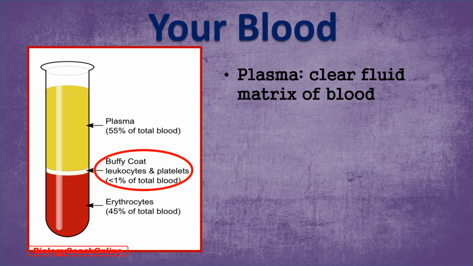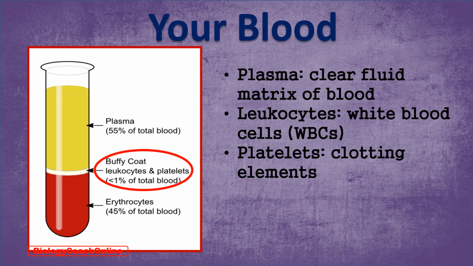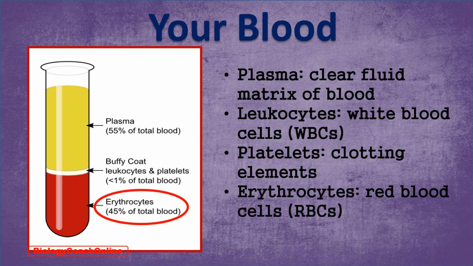The buffy coat consists of leukocytes. Leuko means white. Cyte means cell. So leukocytes are your white blood cells, or WBCs, and platelets. Platelets are your blood's clotting elements. So erythrocytes make up about 45% of your blood's volume. Now erythro means red, and cyte again means cell. So these are your red blood cells, or RBCs. Now, by the way, leukocytes, platelets, and erythrocytes are together referred to as the formed elements of your blood.